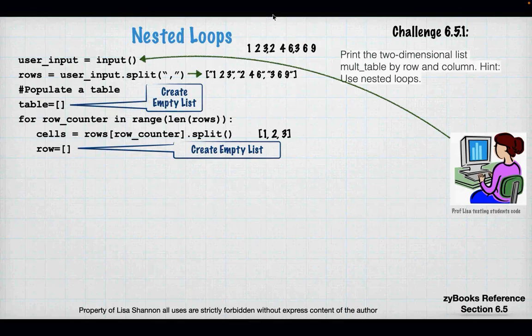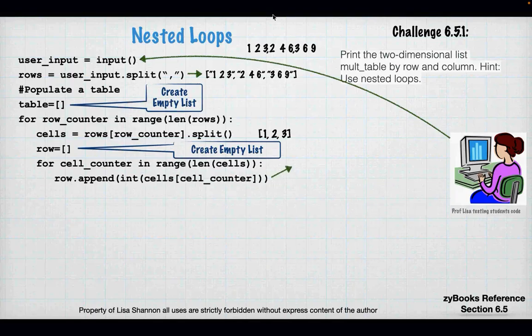I have an outer for loop that is going to go over each of the individual strings. And it's going to do something. What it's going to do, it's going to split them. So I want to create a list with just the values. And I put that into a variable called cells. So I have a row and I have cells.